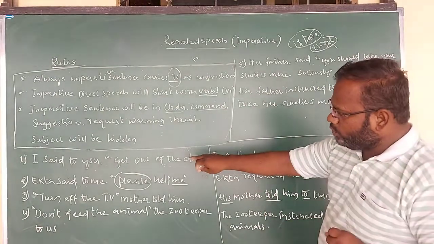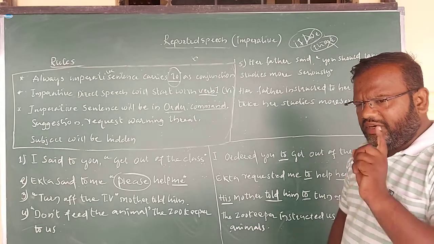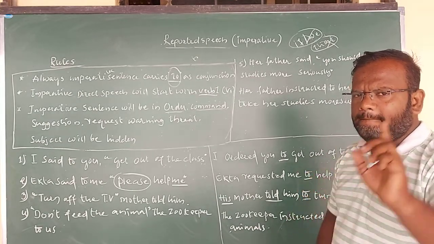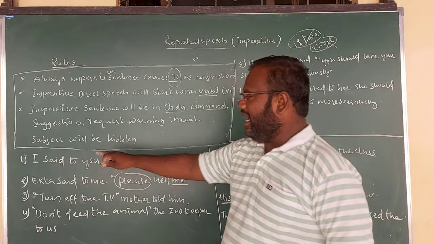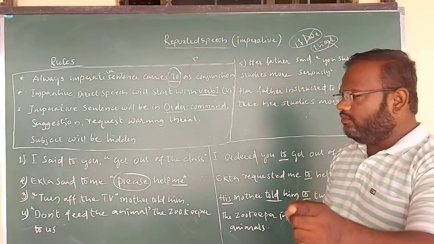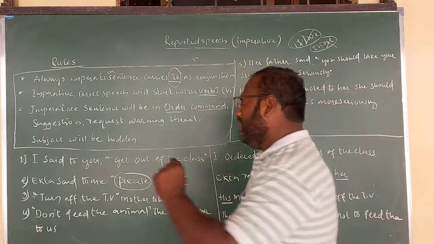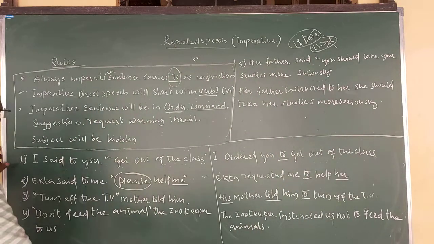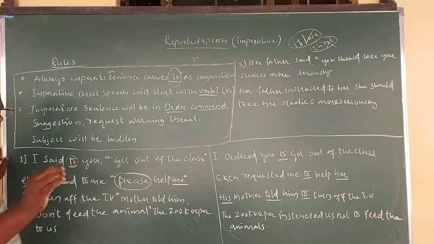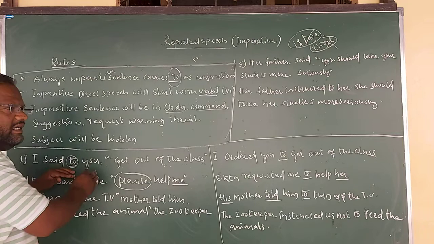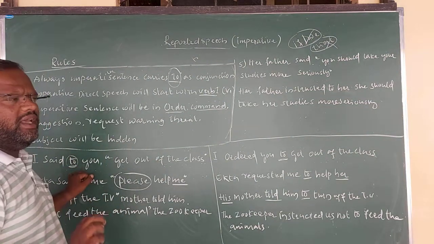So when we go through the sentence, one thing we can very easily understand is, yes, definitely this sentence is in the ordering. So then he is saying that, I said to you, get out of the class. Here we'll go with one thing, my dear children. "To" as a conjunction is being used, and this conjunction is not certainly important for us, because this conjunction is in the direct speech. Even in indirect speech also, we use "to" as a conjunction.